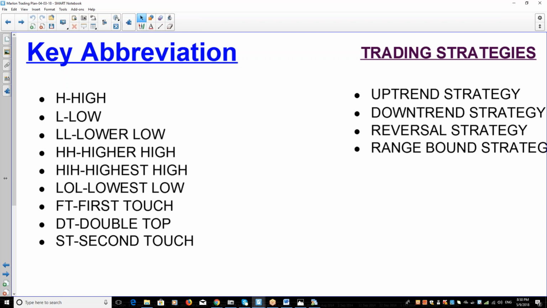Okay. So LOL is the lowest low. So this is what these mean. The highest high, higher high, lower low, and so on. First touch, double top, double bottom. Second touch. Okay. And there are just the four strategies that we are trading.